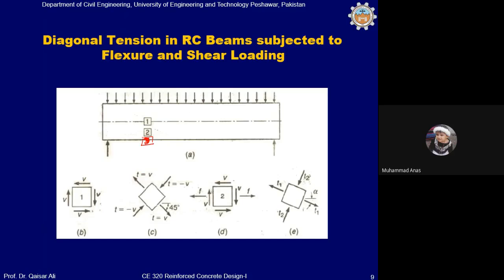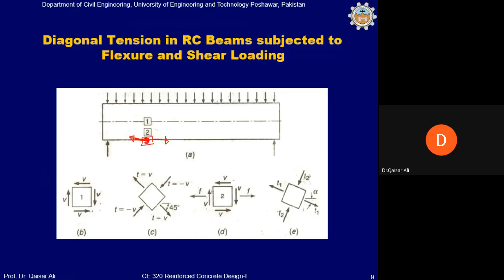Tensile stress. There will be pure tensile stresses and there will be no shear stresses, not negligible, no shear stresses. This is a case of pure tensile stresses like this. No shear stresses here. Okay?